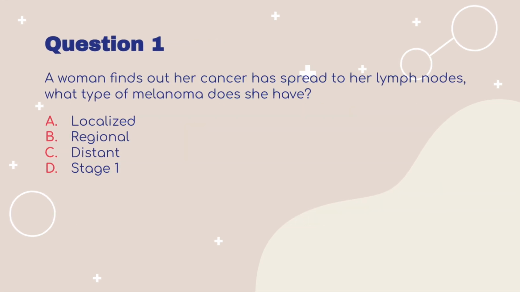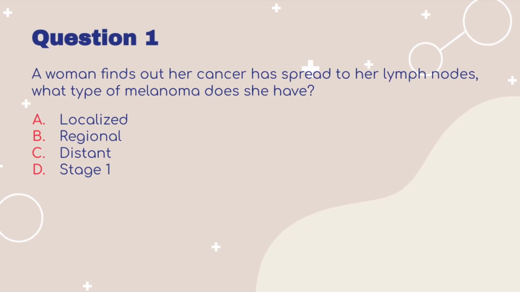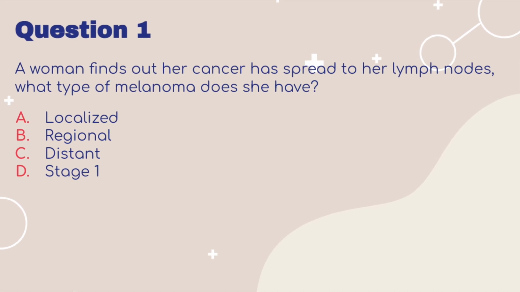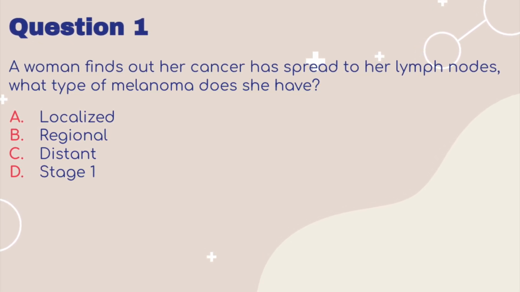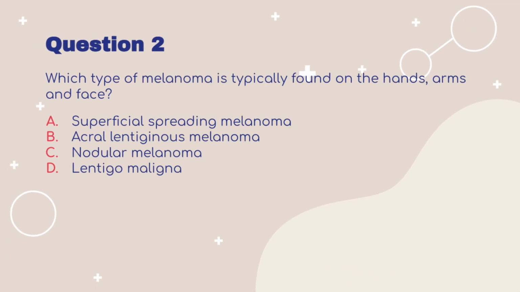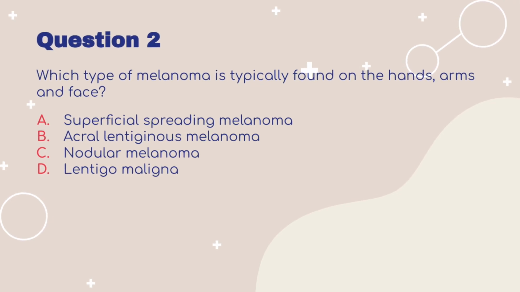Question 1. A woman finds out her cancer has spread to her lymph nodes. What type of melanoma does she have? A. Localized, B. Regional, C. Distant, D. Stage 1. B. Regional.